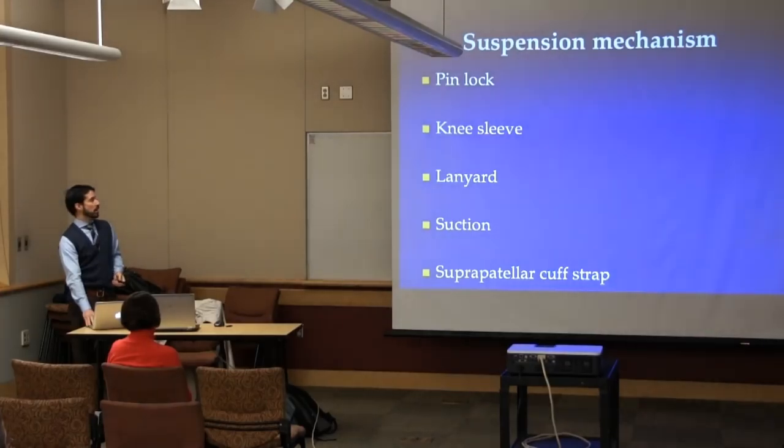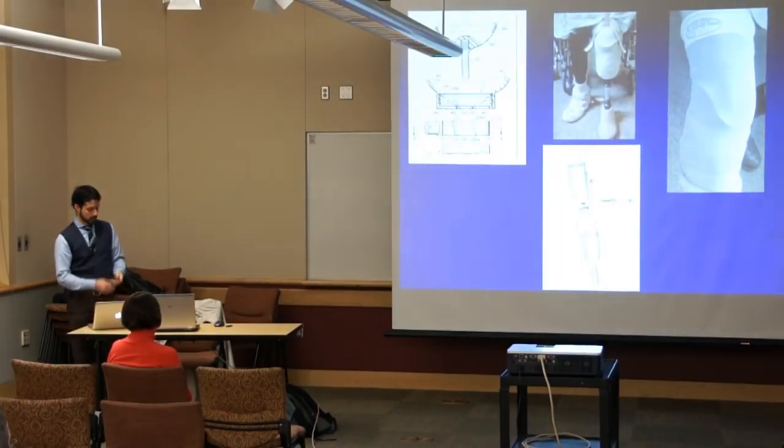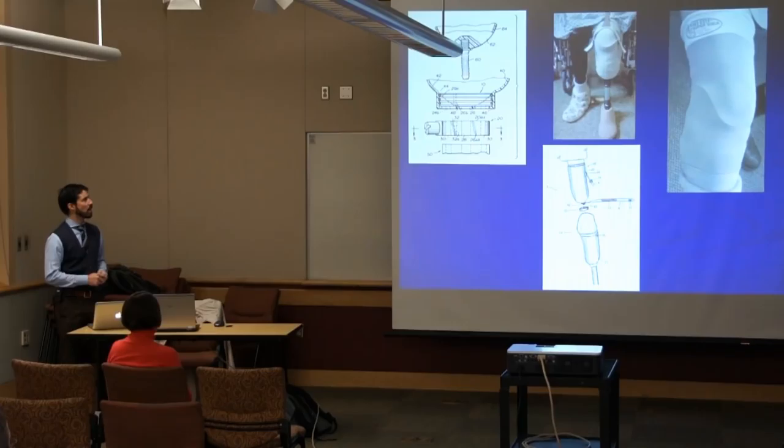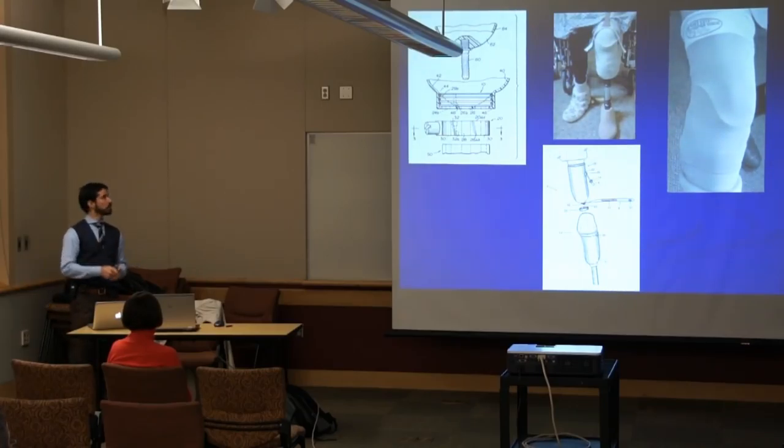Okay, suspension mechanisms. I list them here. I have pictures of them on the next slide. So look at this list, and it's probably easier to look at the pictures. So we'll start off with the pin lock because this is the most common one that we use. The residual limb is up here. So this is a gel liner right here that goes over the residual limb that you actually roll on. The pin comes down with an attachment in this sort of umbrella that's seated within the gel liner.